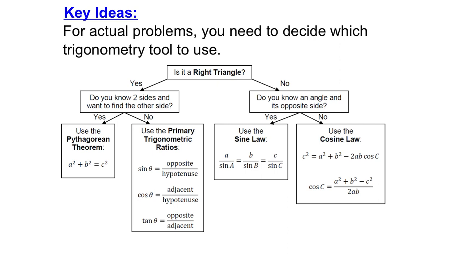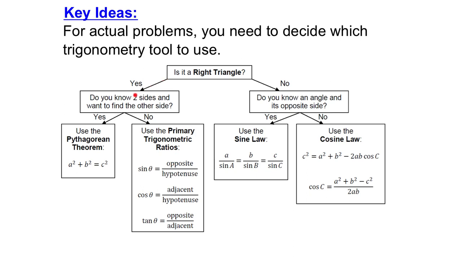Now, to help us out, we need a way of deciding what trigonometry tool to use for each problem. And this is a helpful flowchart. It's actually a decision tree. So ask yourself a question: is it a right triangle? If the answer is yes, you're either going to use the Pythagorean theorem or sine, cos, tan, the primary trig ratios. Depends on what you know.